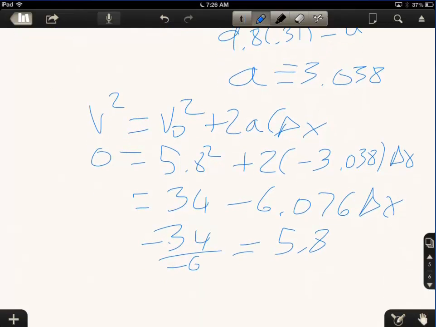So that's interesting, but 5.8 meters. So the shuffleboard disc goes 5.5, 6 meters down the court. I think I did okay on my estimations. Okay, but you see how this works.